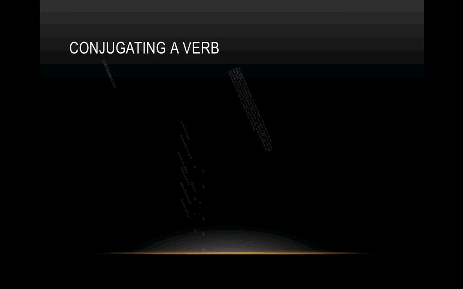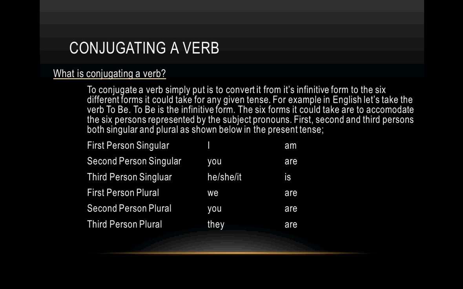Conjugating a verb. What is conjugating a verb? To conjugate a verb simply means to convert its form from its infinitive form to the 6 different forms it can take for any one given tense. For example, in English, let's take a look at the verb to be. To be is the infinitive form. There are 6 forms it could take, which are to accommodate the 6 persons represented by the subject pronouns. First, second, third persons, both singular and plural, as shown below in the present tense.